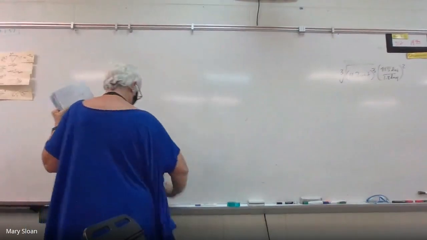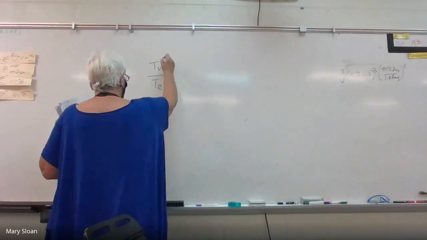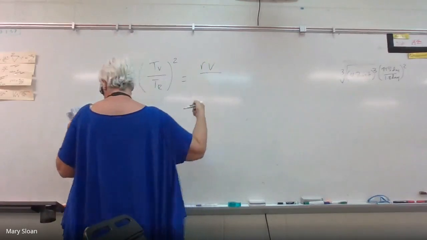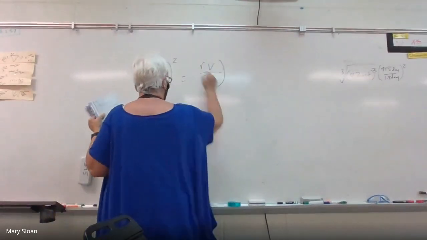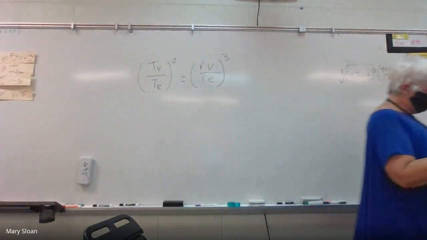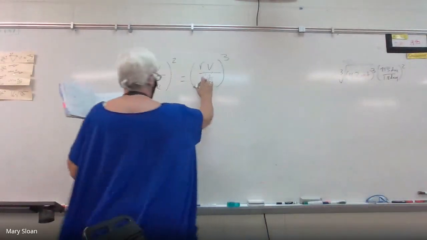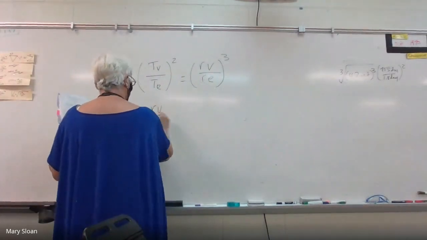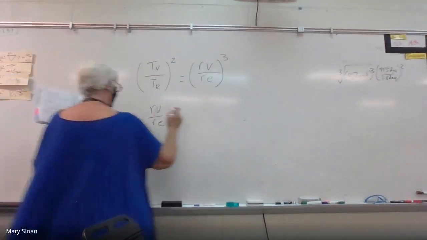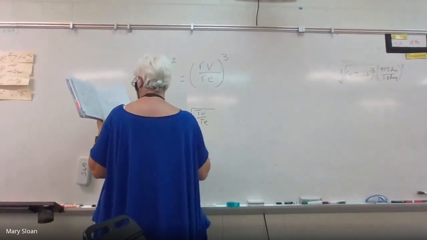So I'm going to do T V for Venus and T E for Earth. And I'm going to do revolution of Venus over the revolution of the Earth, and I'm going to cube that. So if I was rewriting this here, it would be R Venus over R Earth equals, I take this 3 and bring it over here, 3, the square root of TV over TE.